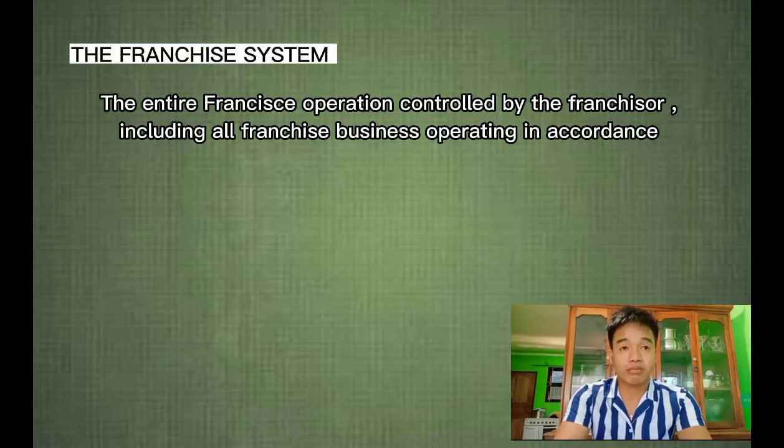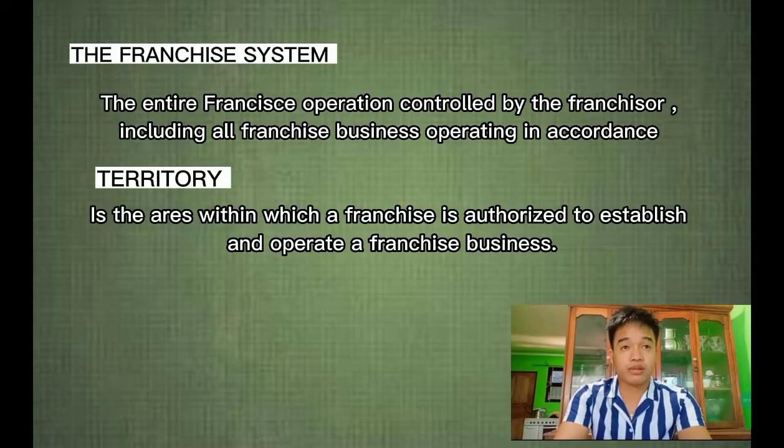Second, territory. What is territory? Franchise territory is the area within which a franchisee is authorized to establish and operate a franchise business. The scope and size of the franchise territory is determined by the franchise agreement, and the levels of protection accorded to the franchisee within the designated territory, from competitors to franchisors.